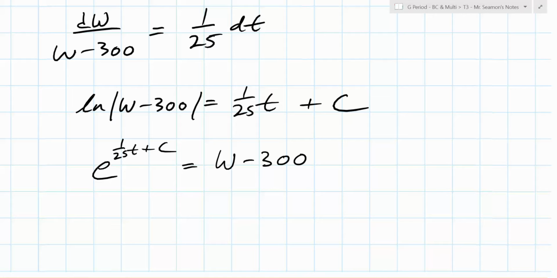It's always going to be positive. Why do you know it's always going to be positive? What did it start at? How much waste did it start at? And is it always going up or down? It's always going up, so that thing's going to stay positive. It's good to just keep that in mind.